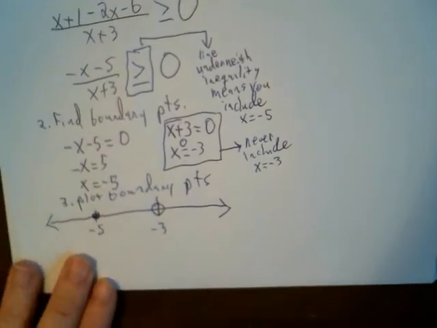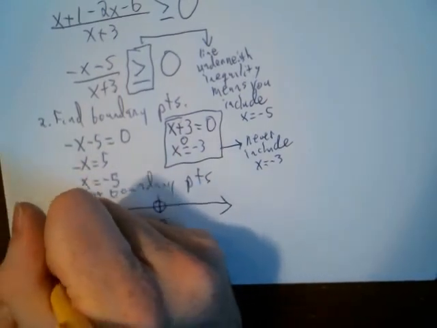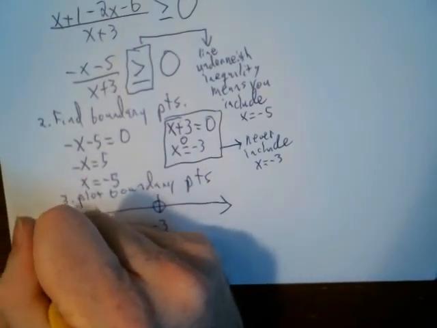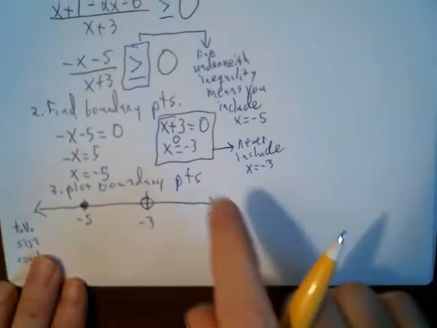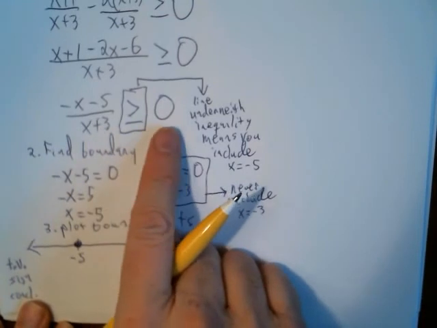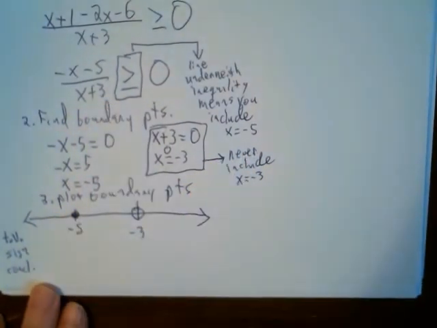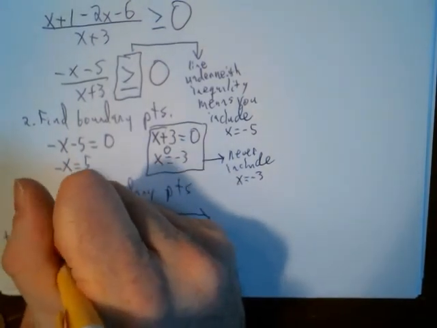Okay, at this point, you're doing your test value just like before. You're doing your sign, and you're doing your conclusion. And you should be going to this guy right here, the one that has 0 on the other side. And we'll be plugging in our numbers. So we'll try x is -6.